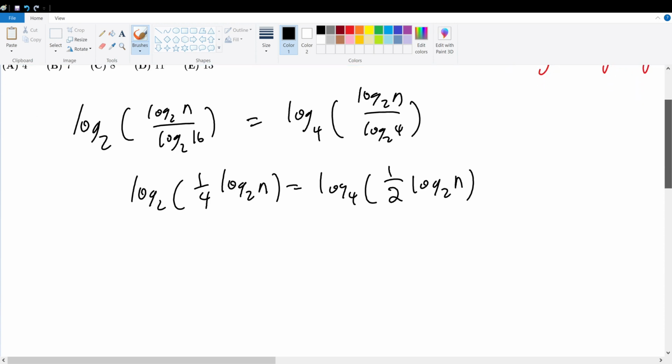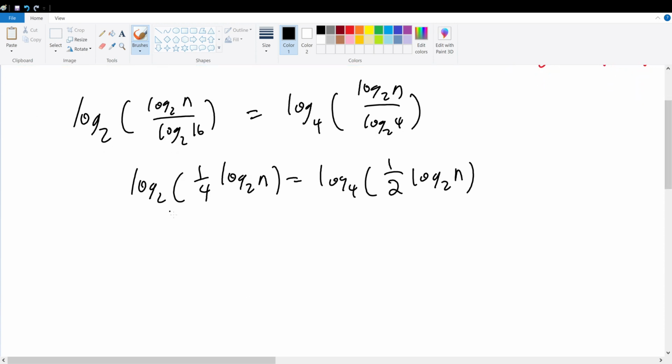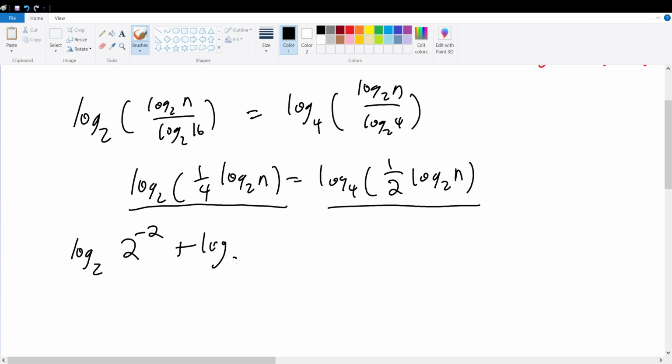Given this information, how do we solve it further? Well, inside out. So we have a product, and we have a product. Let's evaluate that product into the summation of two logs. That becomes log base 2 of 2 to the negative 2 if we rewrite 1/4, plus log base 2 of log base 2 of n, plus log base 4 of log base 2 of n.